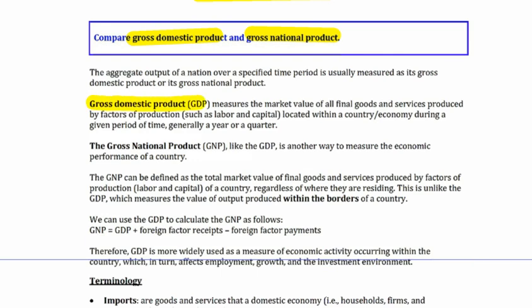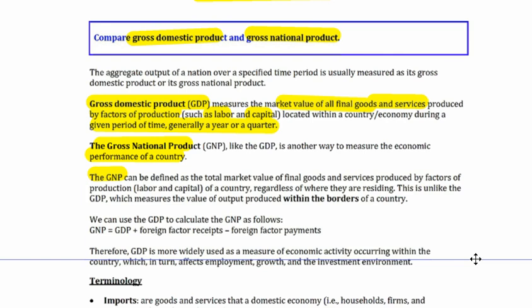Okay, a few definitions. GDP measures the market value of all final goods and services produced by the various factors of production, and we define the factors of production as labor and capital, located within a country during whatever particular period. Most times GDP is measured quarterly. GNP is just another way to measure the performance of a country, but we'll see what the difference is between GNP and GDP. GDP seems to be a bit more of a broader measure.